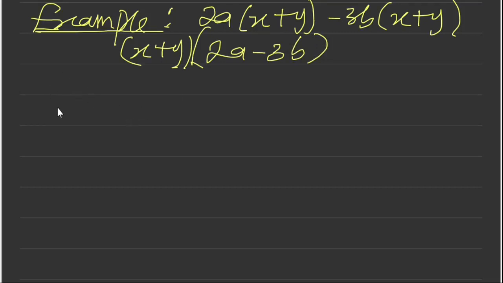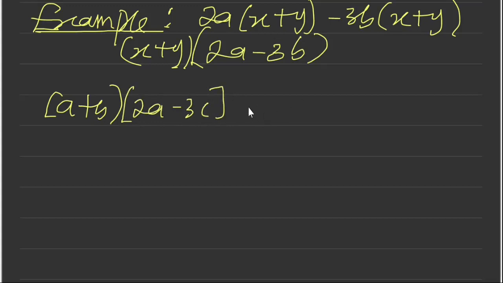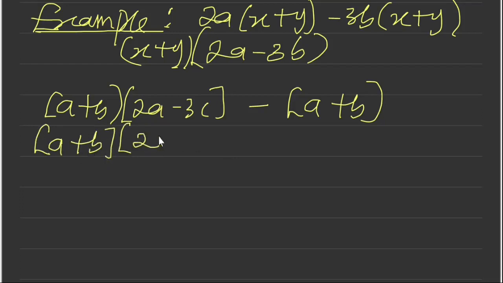So let's have another example. For example, we are given a question like this: (a plus b) times (2a minus 3c), minus (a plus b). Something is common here: a plus b is common. Now, since a plus b is common, let's remove it out. It will remain 2a minus 3c minus 1. There's a 1 here because you can only multiply a plus b with 1. That is why you have your answer back again.